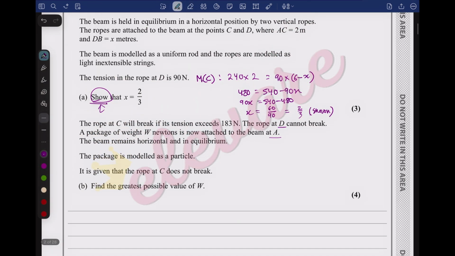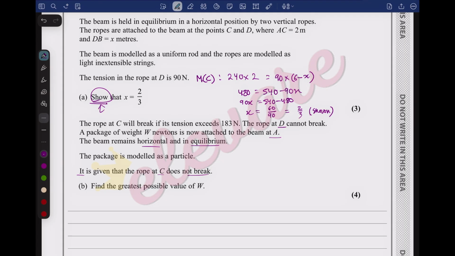Alright. The beam remains horizontal and in equilibrium. Very important information. The package is modeled as a particle. Okay. Tell me something that I don't know. It is given that the rope at C does not break. Okay. Find the greatest possible value of W. Okay, first you have to understand, what does this exact information imply? It is given that the rope at C does not break.